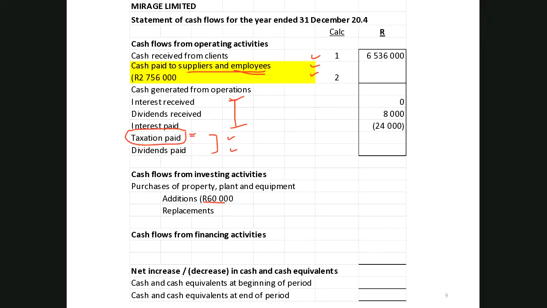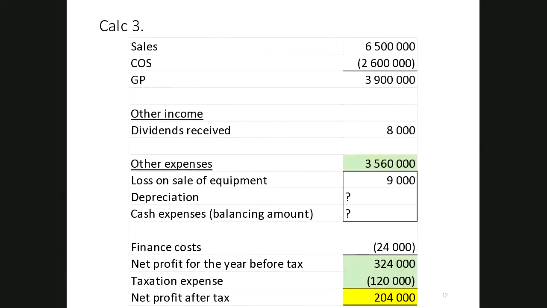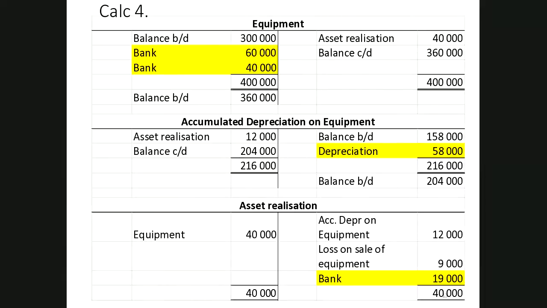I just want to now go to Tinashe, who is asking me about the balancing amount of 40,000 in the equipment account. I just want to go back to my equipment account. What did we do with it? Okay, so in this equipment account, this 60,000 I got from the question. They told me that I bought additional equipment of 60. And then the 40,000 was the balancing amount in this account. And that was then for the equipment that I replaced, for the equipment that I sold.